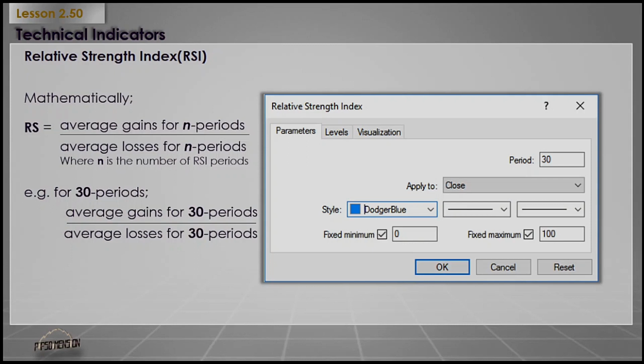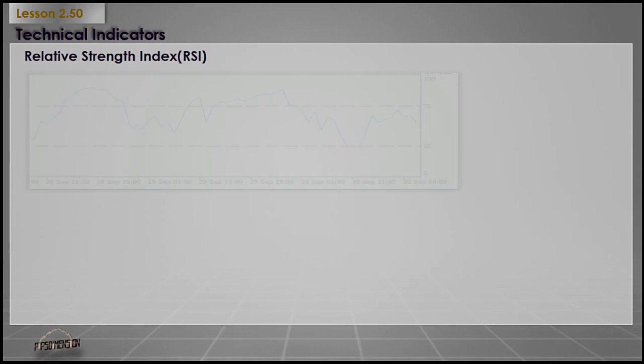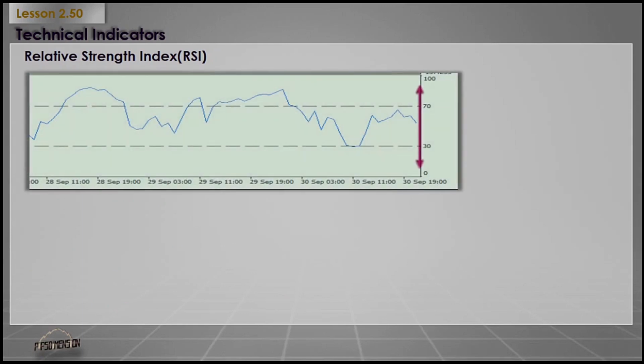The second part is about converting the RS value into an index number, and this is the formula for doing that. On the trading platform, the RSI indicator is illustrated as a single line on a scale from 0 to 100, with an overbought line at the top and an oversold line at the bottom. In all trading platforms, the default level for overbought is 70 and the default level for oversold is 30, but you can adjust these levels to your preference.